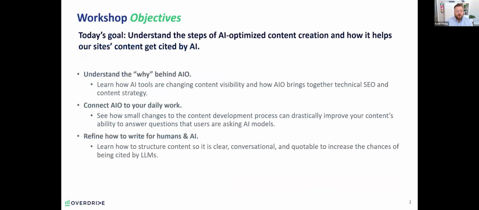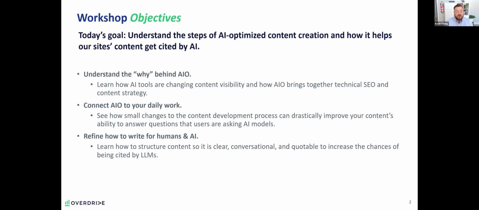So, first, a quick overview of our workshop objectives for today. Really, what we're aiming to do is understand the steps of AI optimized content creation and how it helps our site's content get cited by AI. So we're looking to understand the why behind AIO and learn how AI tools are changing content visibility and how AIO brings together technical SEO and content strategy.